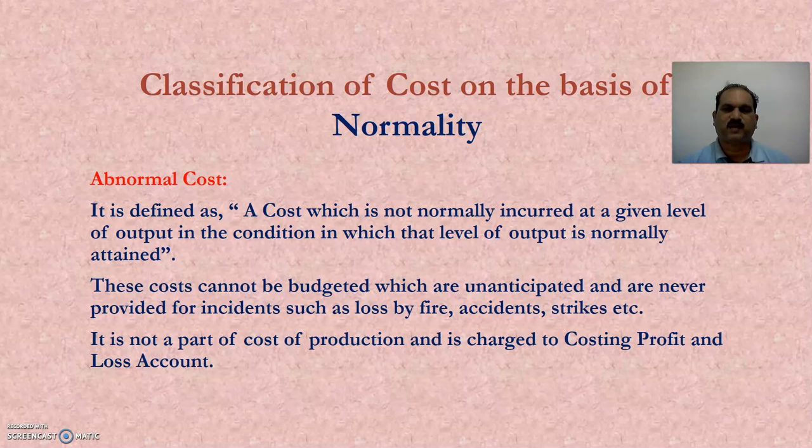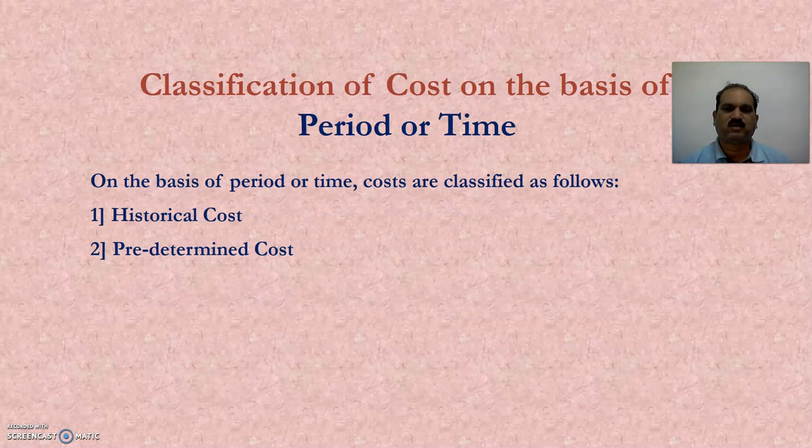Let's see what is abnormal cost. It is defined as a cost which is not normally incurred at a given level of output in the condition in which that level of output is normally attained. These costs cannot be budgeted, which are unanticipated and are never provided for, incidents such as loss by fire, accidents, strikes, etc. It is not a part of cost of production and is charged to costing profit and loss account.